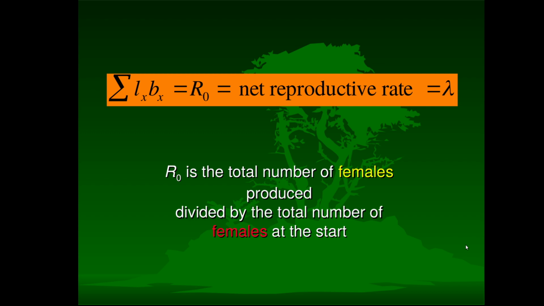All right, this net reproductive rate is just another word for lambda. It's the sum of the lxbx column: two columns multiplied together and then added up. That gives R0, or the net reproductive rate, which is the same as lambda. In our elephant example, each female produced 2 offspring, giving a net reproductive rate of 2, which was also lambda.